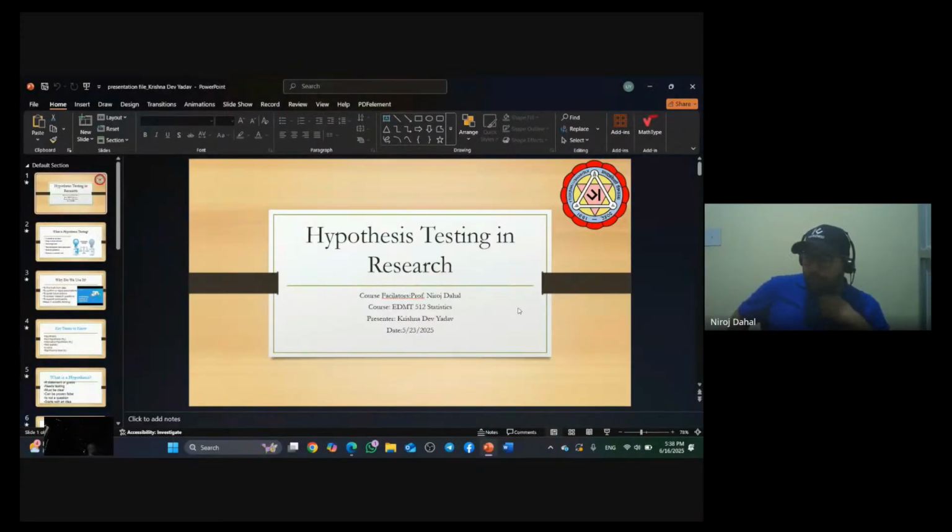Now finally, I have one question for you, so a general question: why is hypothesis testing so essential in any type of research?